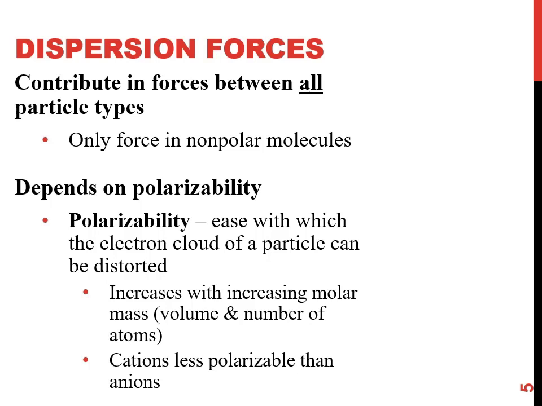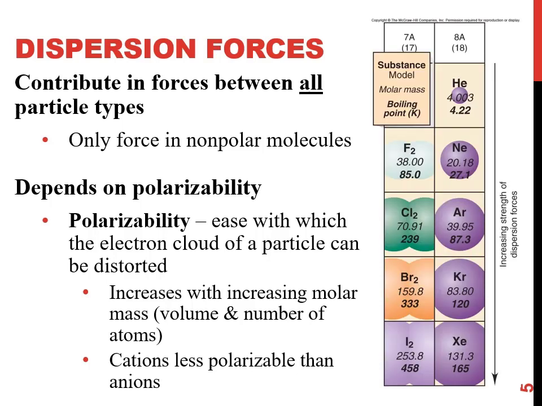Cations are going to be less polarizable than anions. Remember, cations are smaller than their parent atom, so they're harder to polarize, while anions are larger than their parent atom, so they're going to be easier to polarize. So looking at just a diagram or a model where we can see some differing atom sizes, we can talk about their polarizability, and we can base this on boiling point. So one of the things that we want to be able to do with these dispersion forces is any of these intermolecular forces help us explain physical properties, so things like boiling points.